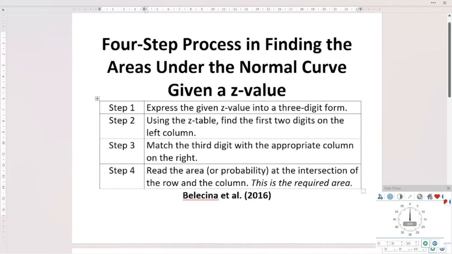For step 1, we express the given z-value into a three-digit form. Step 2, using the z-table, we find the first two digits on the left column. Step 3, match the third digit with the appropriate column on the right. And for the last step, we read the area or probability at the intersection of the row and the column. This is now the required area.